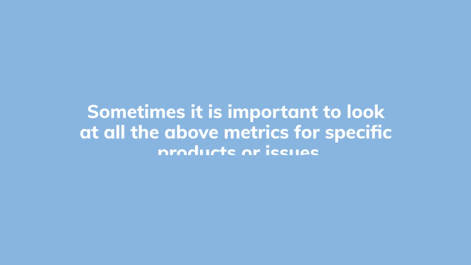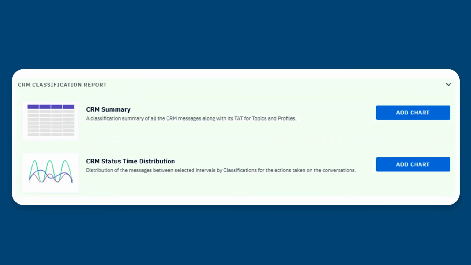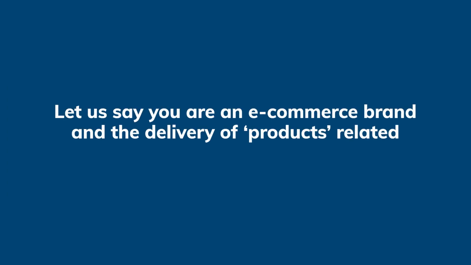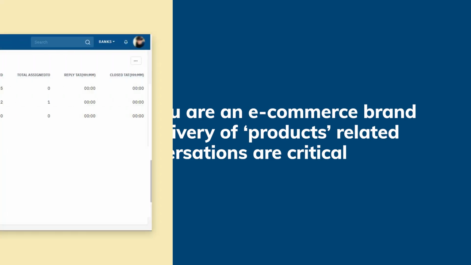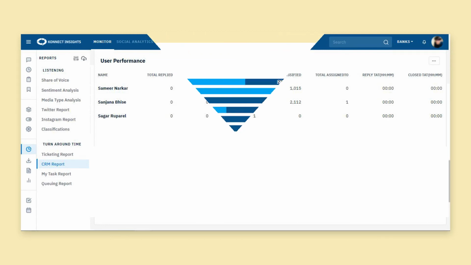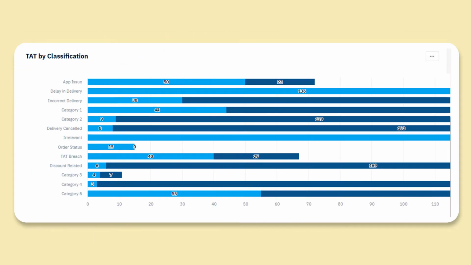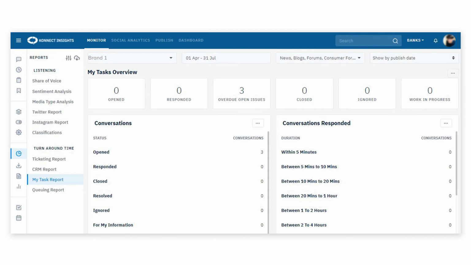Sometimes it is important to look at all the above metrics for specific products or issues. This can be done using the classification reports for turnaround time. Let us say you're an e-commerce brand and the delivery of products related conversations are critical. Analyzing the turnaround time reports for these specific tickets is possible with classification filters. These insights are available at overall organization level as well as individual level.